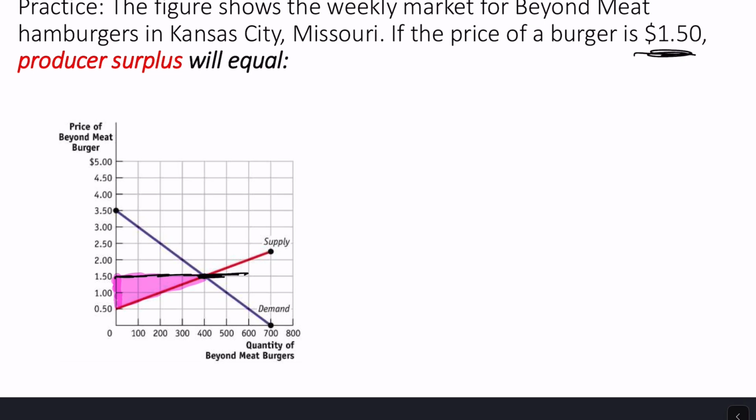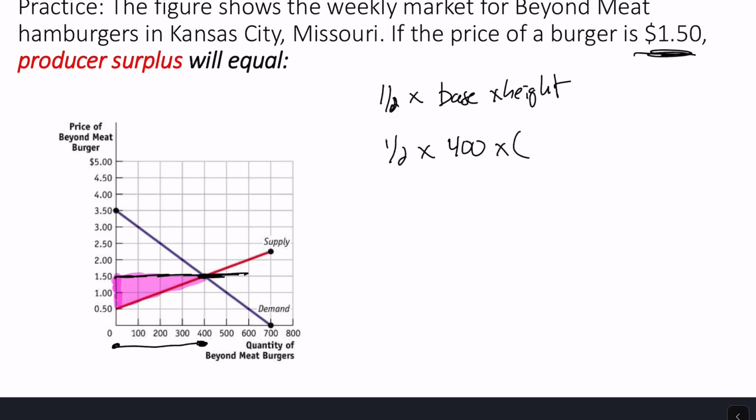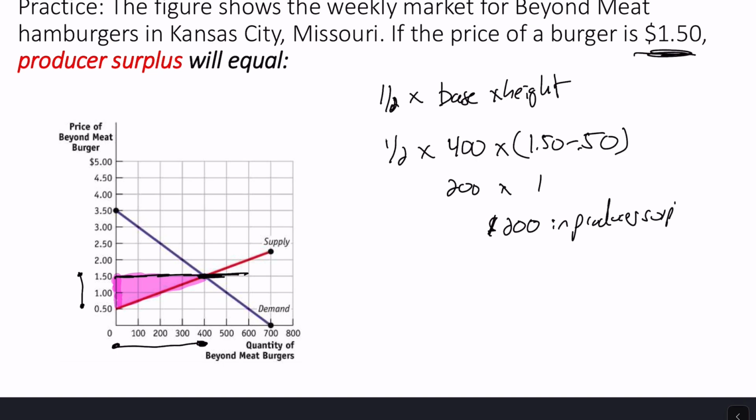Stay within the lines. All right, we need that area. So we need 1/2 times our base times our height. Our base is going to go from 0 out to 400 for the quantity sold. Our height is going to go from $1.50 down to 50 cents, like so. Put that in your calculator. You'll get 200 times 1, or $200 in producer surplus for the entire quantity.